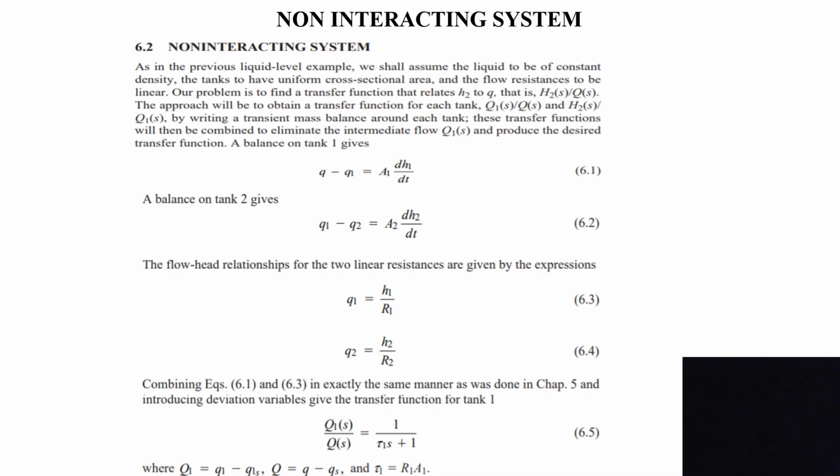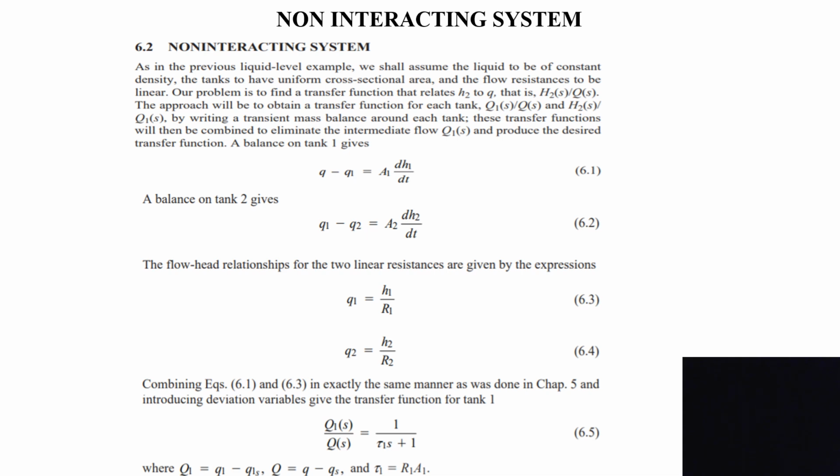So when you take the overall system, we have to determine the transfer function, that is H2 by Qi, or Q2 by Qi. To obtain this, let us obtain the transfer function for each tank. Let us take the first one. You will have two parameters: one is capacitance C1 and the respective resistance R1, and the second is capacitance C2 and the respective resistance R2, right? For the first tank, the governing equation is C1 dH1/dt equals Qi minus Q1. Similarly, for the second tank, C2 dH2/dt equals Q1 minus Q2.